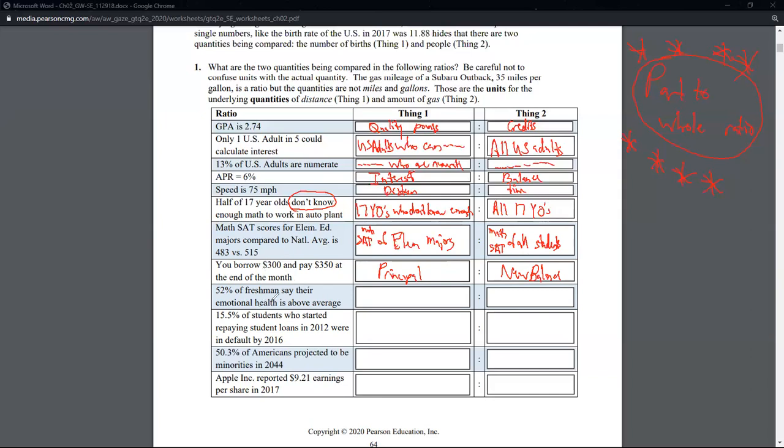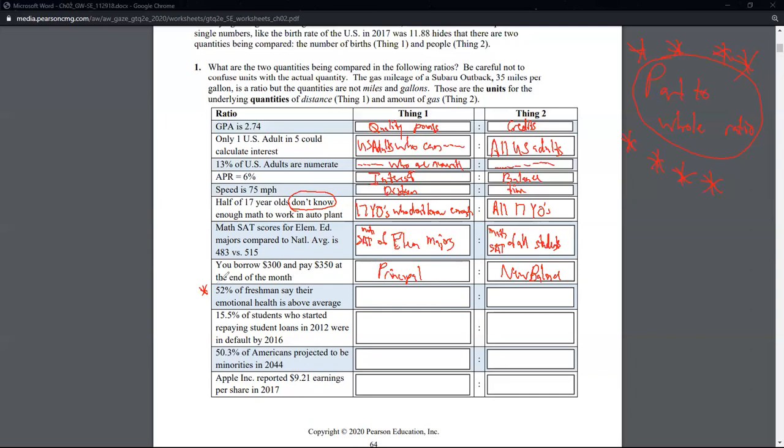52% of freshmen say their emotional health is above average. I would definitely say this statistic has dropped since this guided worksheet came out, for very obvious reasons. A lot's going on in the world right now. But anyways, not the point of the problem.